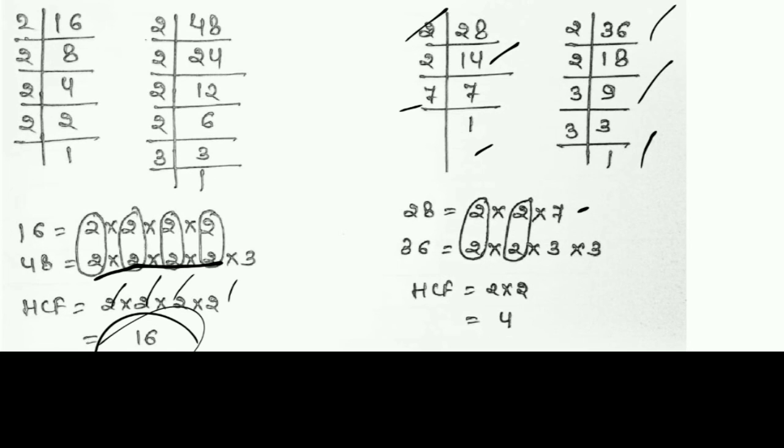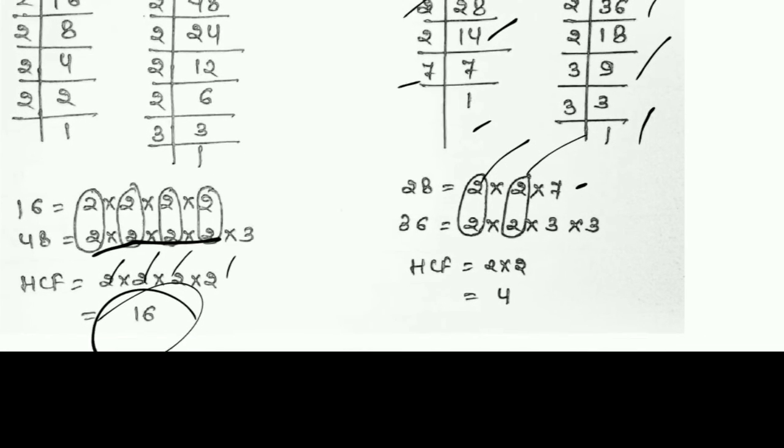So this 28 how we will write? 2 into 2 into 7, and this 36 how we will write? 2 into 2 into 3 into 3. And what is the HCF? This 2 and 2 common, so 2 2s are 4.